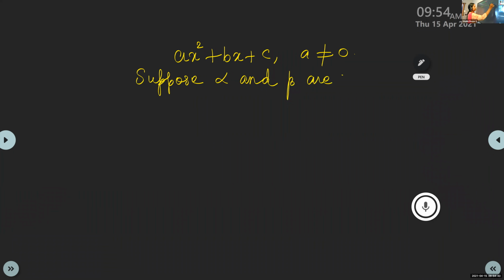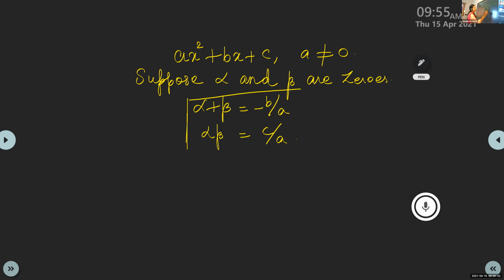Then tell me, what is the relation we have learned? Alpha plus beta is equal to negative b by a. Very good. Alpha plus beta is equal to minus b by a, and alpha beta is equal to c by a. So this is the relation we have learned for a quadratic polynomial.